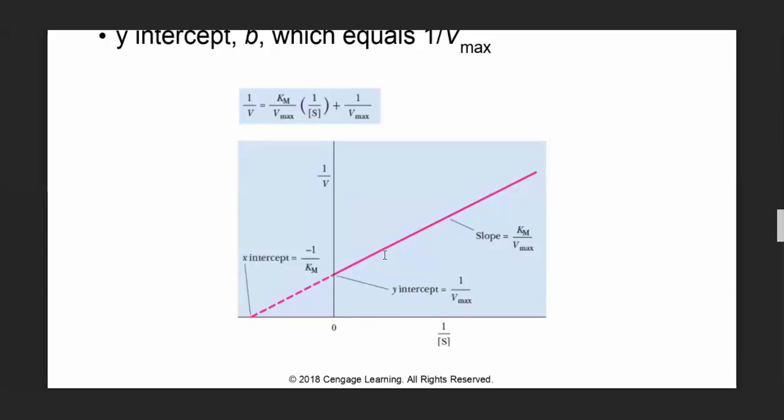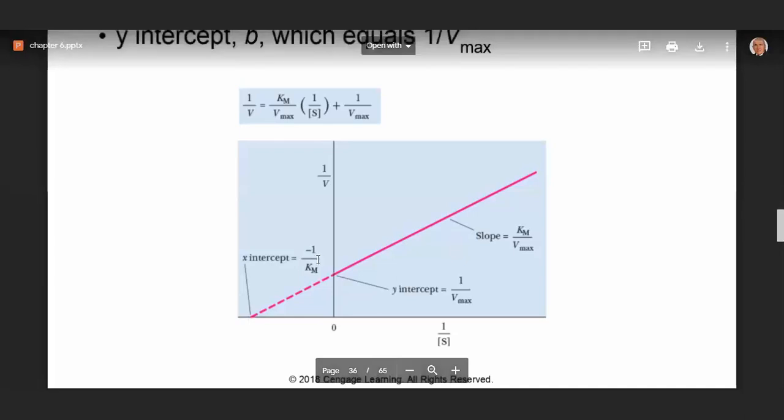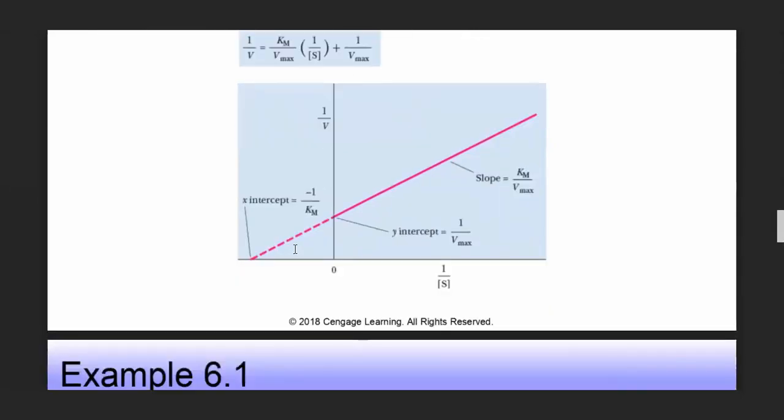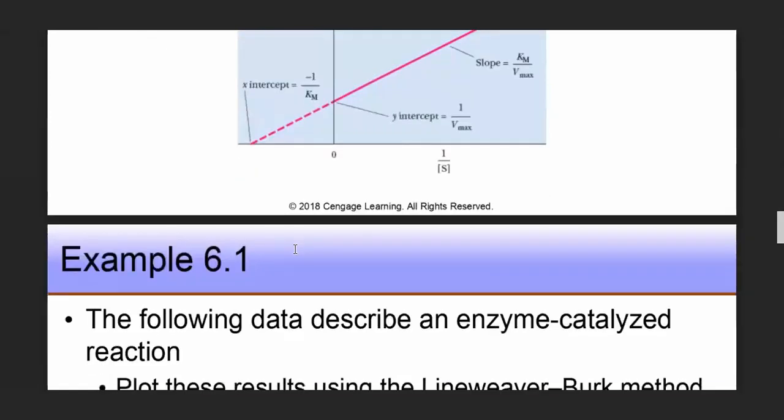And what they did is that they extrapolated this to the negative side of the x-axis. They also found that this x-intercept, from the equation, equals minus 1 over Km. So here, this is a plot which is used to determine the values of both Vmax and Km very easily. By looking at this plot, you can determine both values.